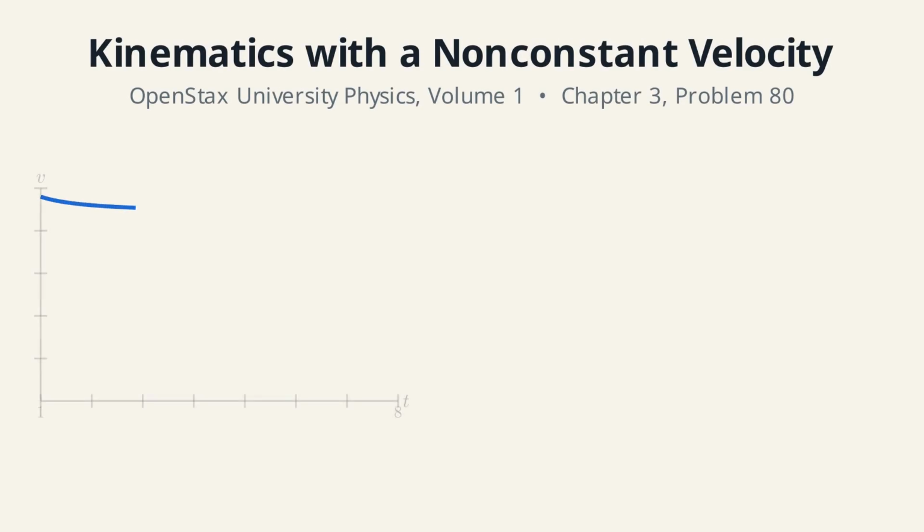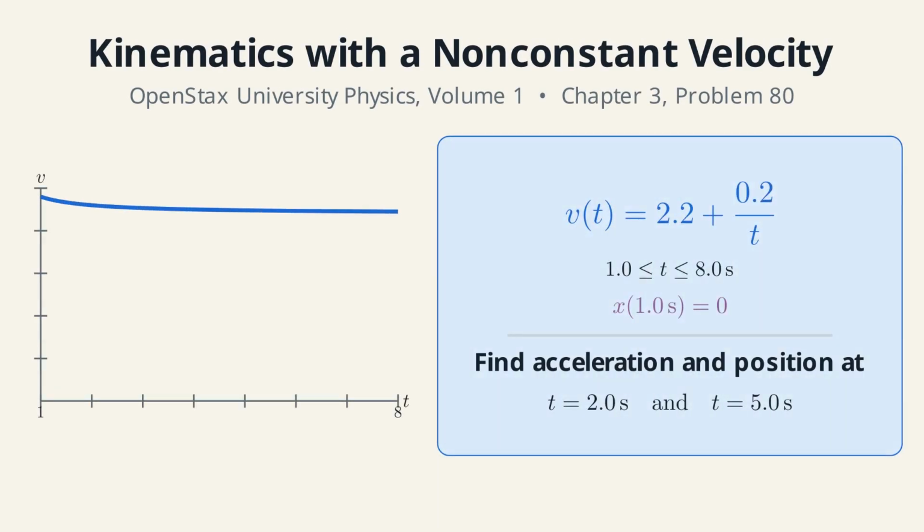Let us solve OpenStax University Physics, Volume 1, Chapter 3, Problem 80. A particle moves along the x-axis with velocity v of t equals 2.2 plus 0.2 divided by t, from 1 through 8 seconds. Its position at 1 second is 0. We will determine its acceleration and position at 2 seconds and 5 seconds.